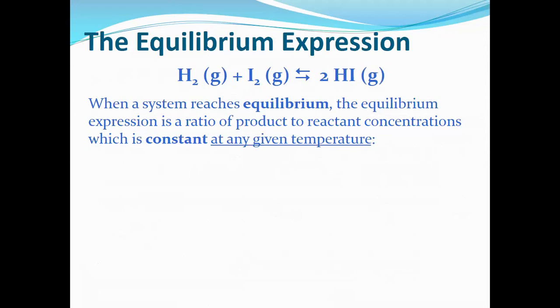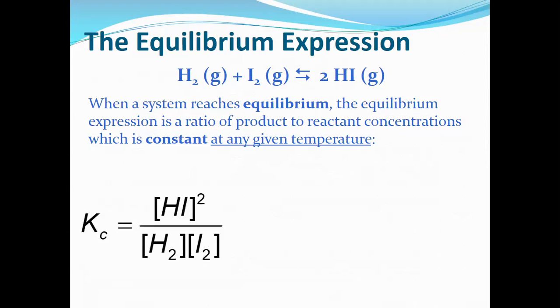When the system reaches equilibrium, there's a certain ratio of products to reactant concentrations, which becomes constant at any given temperature. So this constant depends on temperature, sort of like rate constants depended on temperature. When we did rate constants, we used a little k. This is going to be referred to as the equilibrium constant, and to distinguish it, we'll use a capital K. So write a capital K.